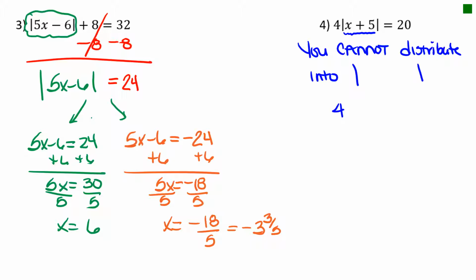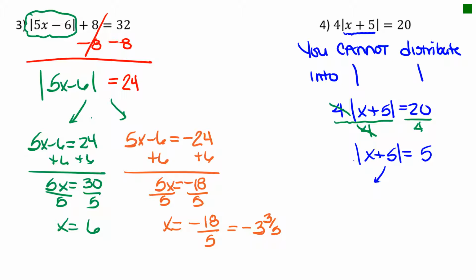So when I go back to this problem, I have a multiplication problem over here. 4 times this absolute value. I got to get rid of it. Opposite of multiplication is division. So I'm going to divide both sides by 4. What do I have left? The absolute value of x plus 5 equals, and 20 divided by 4 is 5.